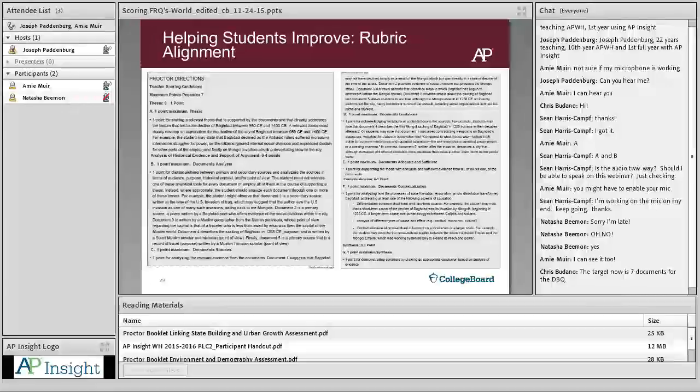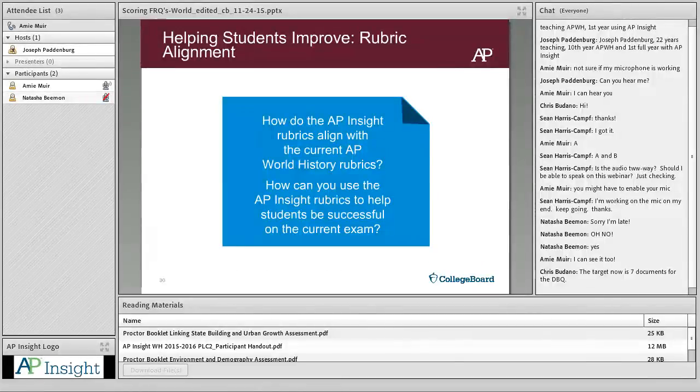Alrighty. And here's the rubric, which we've actually already gone over. So unless you want to go back over it, I can go ahead and skip on to the next slide here. Right. So how do you see AP Insight aligning with the current AP rubric?